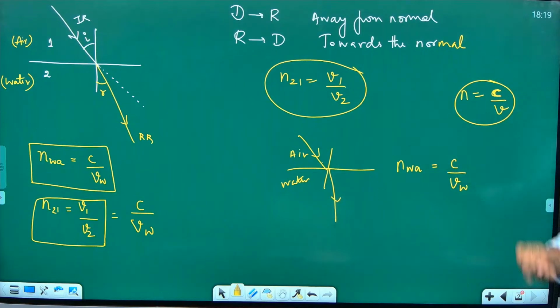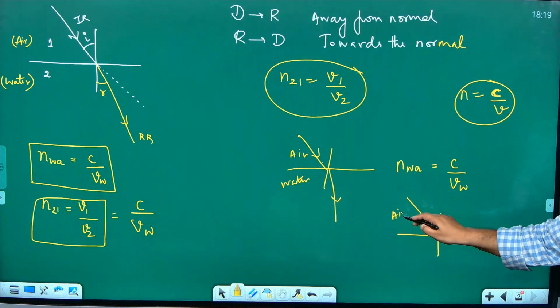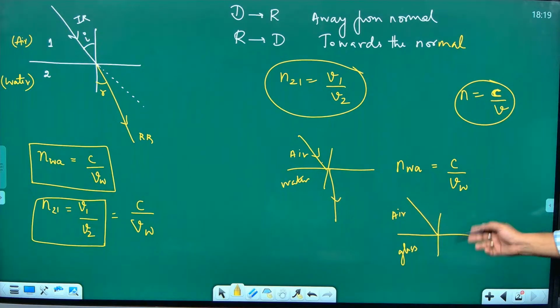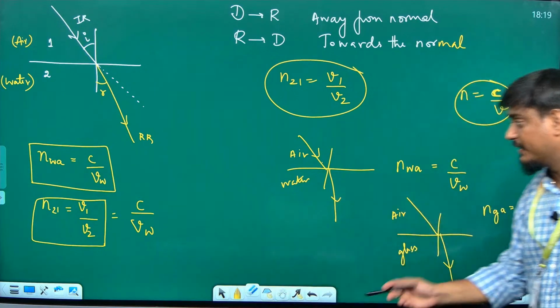I wrote this already. Now assume the light is going from the same air, but now it is going to glass. Okay. Once again, glass is optically denser compared to air, so it will bend towards the normal only. So, if I write refractive index of glass with respect to air, that will become speed of light in air by speed of light in glass. Do you agree with me? Any problem in this? If there is any problem, ask me what I have written here.